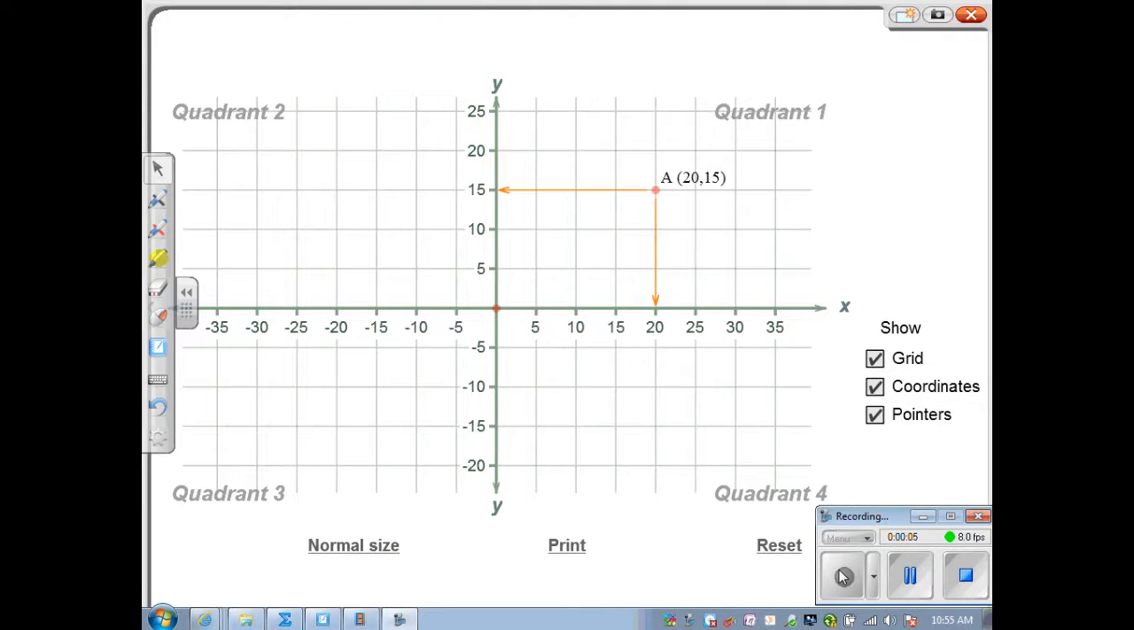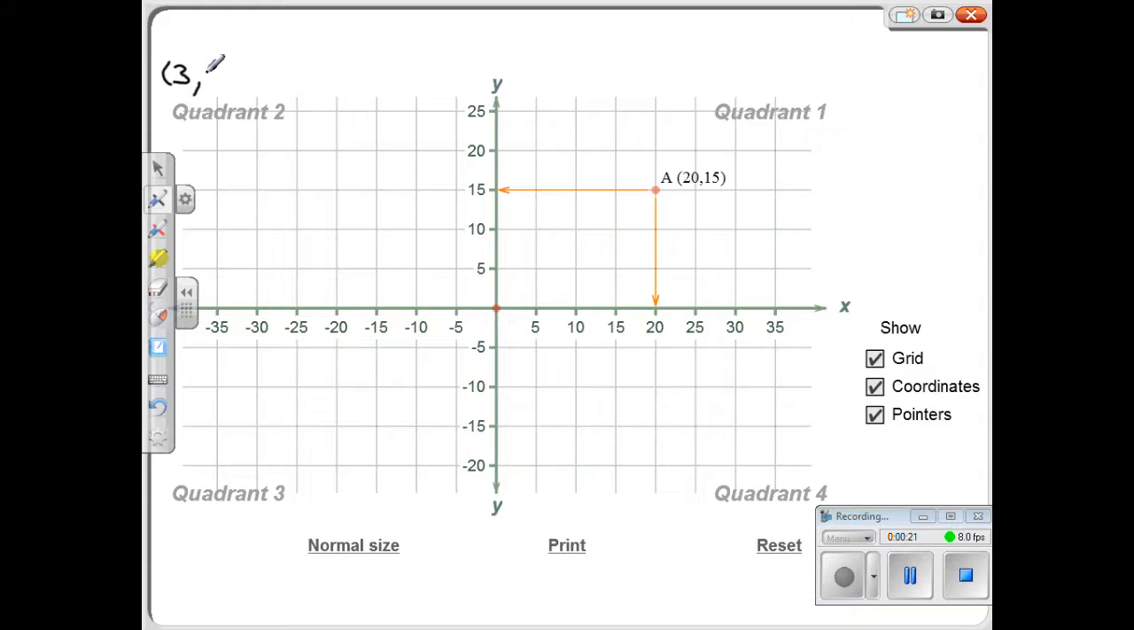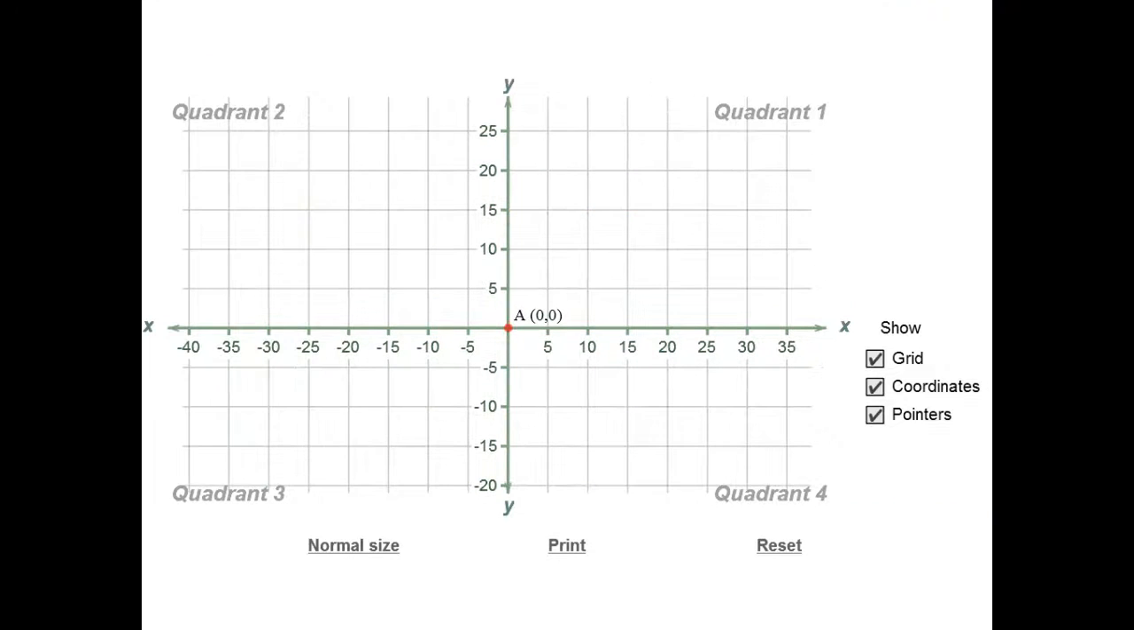How do we plot points on a coordinate plane? Here I have point A, and for its ordered pair, the x coordinate is 20 and the y coordinate is 15. But what if I would like to plot a different ordered pair? Let's say, for example, 3, 6. Then I would start my point at the origin 0, 0. Then I would move to the right 3 units. Then I would go up until I hit my y coordinate of 6. Then I would plot my point A at 3, 6.